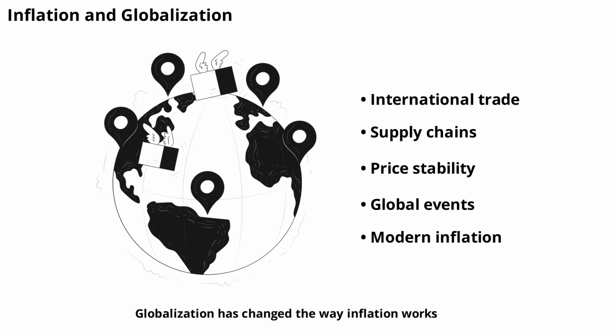Globalization has changed the way inflation works. International trade and supply chains can help keep prices stable by increasing competition and efficiency. However, global events like pandemics or trade disputes can disrupt supply and push prices higher. Understanding globalization's role is key to grasping modern inflation.